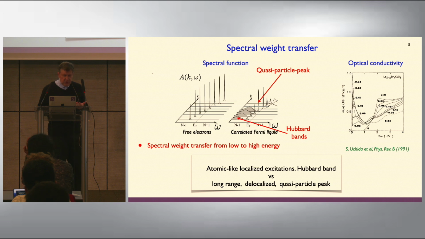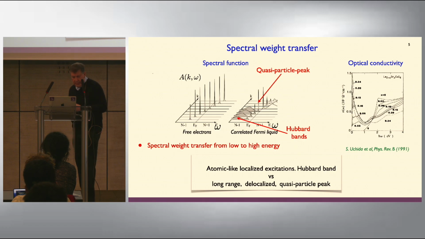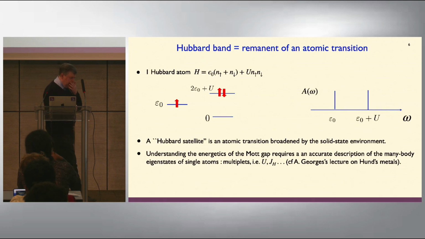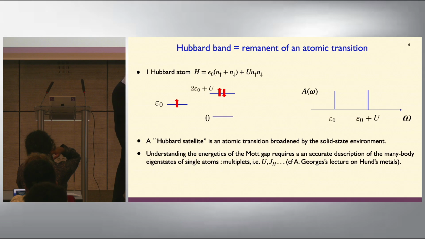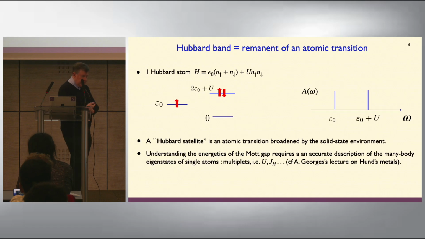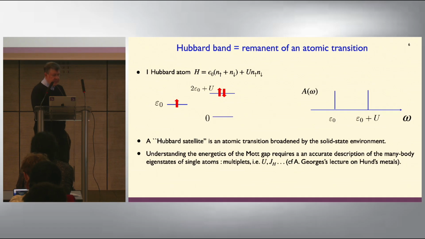So it is this competition which we want to capture: the atomic-like excitation, the Hubbard bands, and the quasi-particle peak. That's what DMFT has been built to do. I already said this, but I'm reminding you that the Hubbard bands, meaning the high-energy structure in the spectral function, are a remnant of atomic transitions. If you take just the atoms and look at the different multiplets of the atom, you can find some structure. Of course, it's renormalized by the rest and by interactions, but that's what it comes down to.